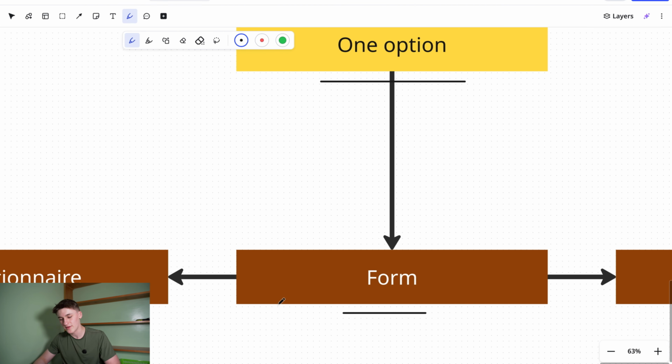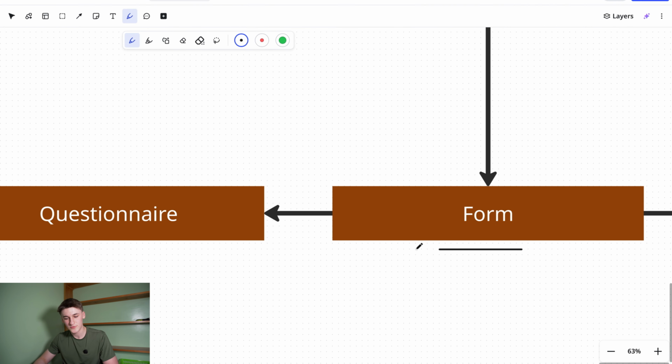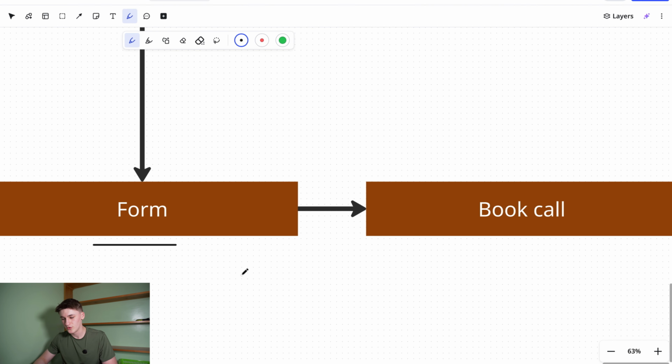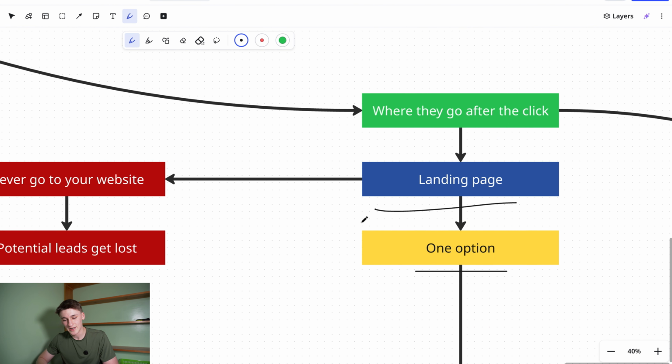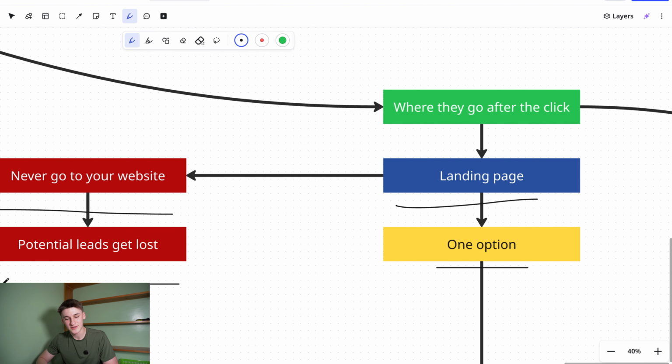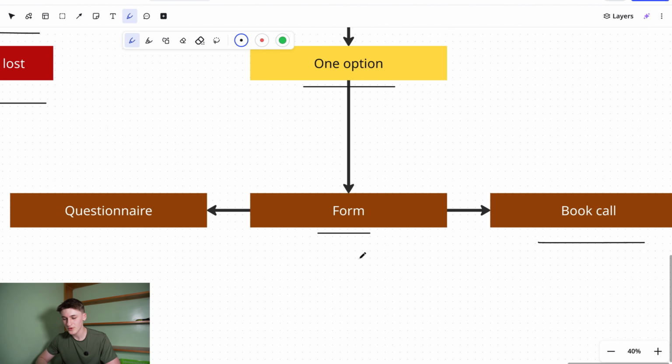And then at the bottom of that page, you have a form, you could have a questionnaire. You could go straight to book a call. But these are all options with a landing page. Once again, never go to your website. Potential leads do get lost. They just scroll, they have a look through a website, what it's all about, and then click off it with a lost intention. So going through to a form, you can absolutely do that.